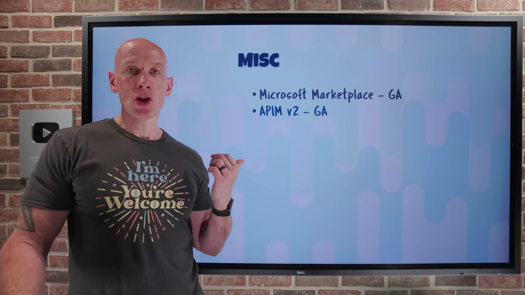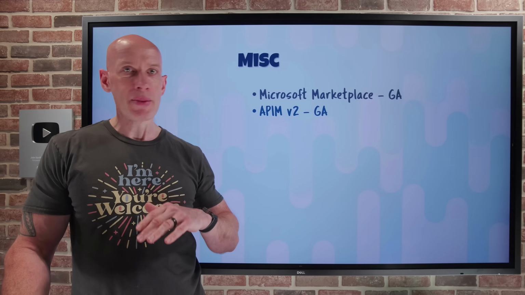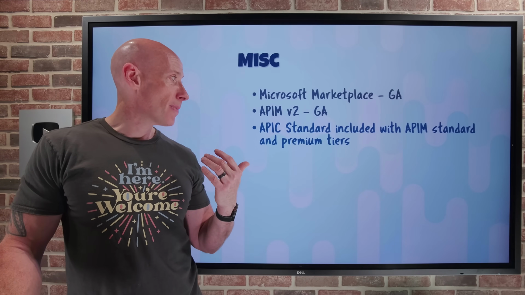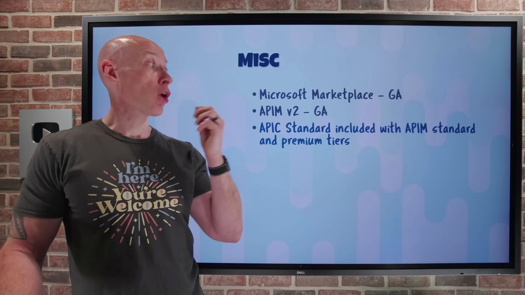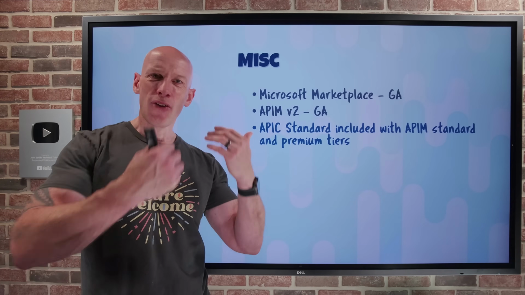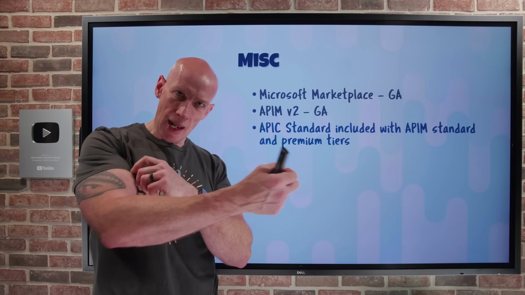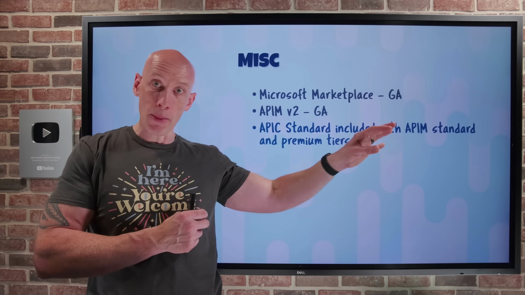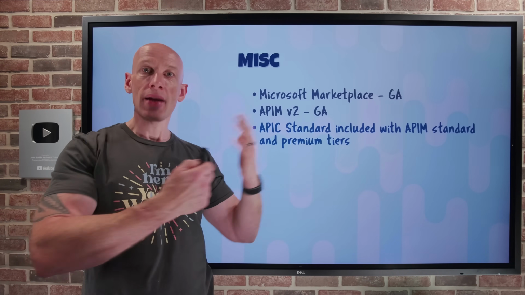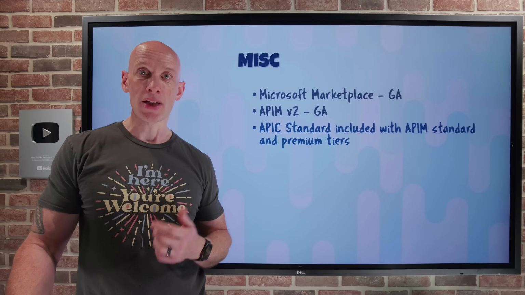API Management V2 has gone GA. This is the highest performing, the most capable version we've ever had. Speaking of that, API Center Standard is now included with APIM Standard and Premium tiers, which makes sense. If APIM is that runtime interaction layer, API Center is that development time catalog and inventory of everything. So now I actually get API Center included as part of that.